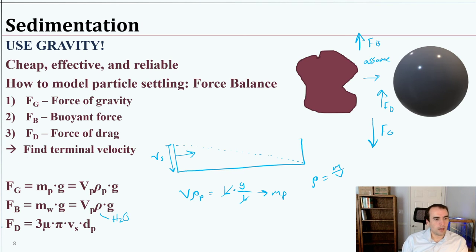So the force of drag, then, we have an equation that's essentially accounting for, again, that cross-sectional area of our sphere, and it's going to account for the velocity. So it turns out this equation is going to be 3 times the viscosity of water. Again, I'm going to put all these terms up here so you have them in place. I know I'm kind of breezing through them right now. So we take the viscosity, we take pi, we take the velocity term, and the diameter of the particle. So all these terms are accounting for the force of drag in a simple system where you have a sphere moving through water or moving through a fluid.